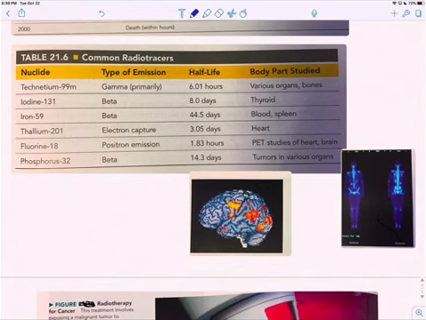You can use that, and it's typically done for bones. Iodine 131 has a half-life of 8 days. This is one of the ways you can find out if there is a nuclear event: if there are higher than normal levels of iodine 131. And this hits your thyroid.